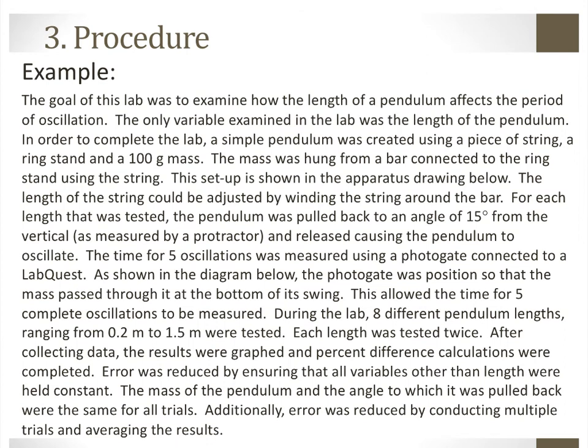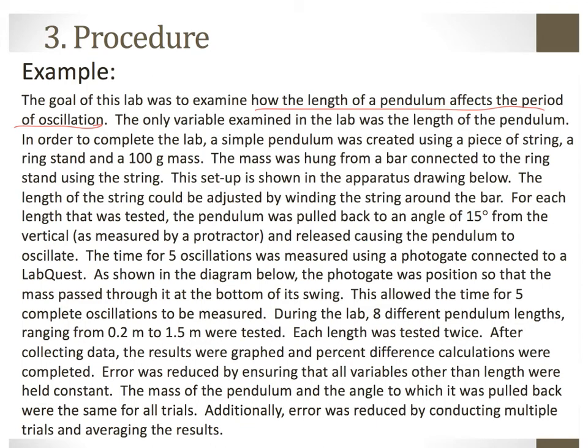I'm not going to read through the whole thing, but I do want to point out some of the things that we talked about here. So first we have, the goal of this lab was to examine, and this is a different lab, how the length of a pendulum affects the period of oscillation. So right there, we have a restatement of the purpose of the lab. That was the first thing we talked about. The only variable examined was the length. So there we are identifying the independent variable that we had control over.